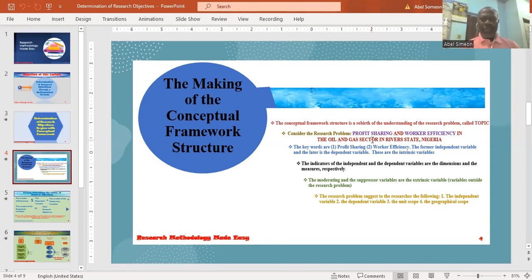The next thing you need to look at, and by the way, this independent variable and dependent variable are what I refer to as intrinsic variables. Intrinsic variables in the sense that they are just extrapolated from the topic. When you see the topic as it is here, profit sharing and work efficiency in the oil and gas sector, immediately you can pick them. So it is in the topic itself.